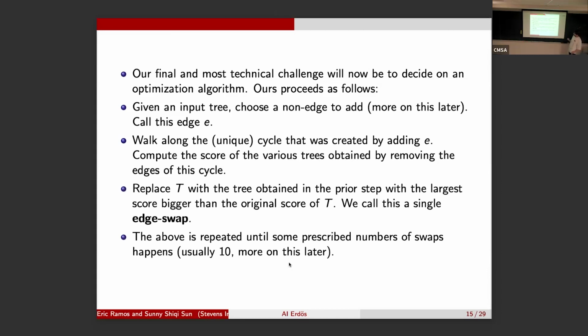So replace T with the tree obtained from the prior step with the largest score bigger than the original score of T. This operation that I just described, I'm going to call an edge swap. Basically I had an edge, I introduced a new edge, I deleted the original edge, and that's a new tree with a bigger score. Now the above is repeated until some prescribed number of swaps happens. Usually this number is 10, but I'll talk more about this later. In principle, you could just do this once, right? Do it once, your score has gotten bigger by definition, and that is what we're looking for. The point of this optimization is to make the score bigger.